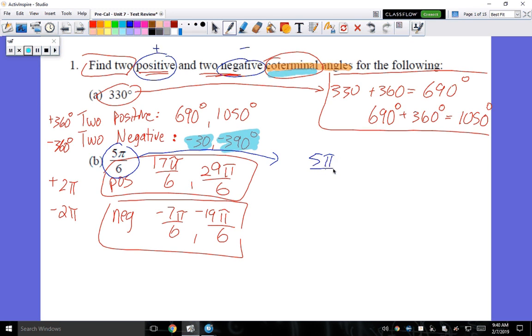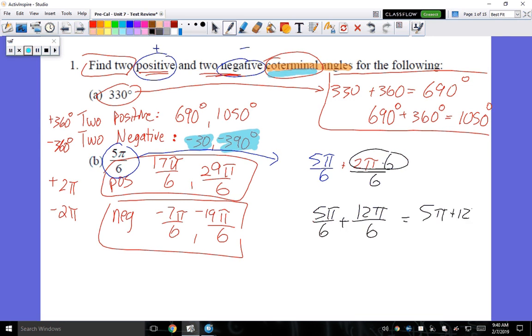And now we need to get practice with making sure we can actually do this without a calculator. So if I have 5 pi over 6, and I'm going to add 2 pi, common denominators are required when adding or subtracting fractions. So I'm going to multiply it by a form of 1, which is 6 over 6. So now this becomes 12 pi over 6. We have 5 pi over 6, and when we add, we would get 5 pi plus 12 pi, which is 17 pi over 6, which is what you got for your first one.